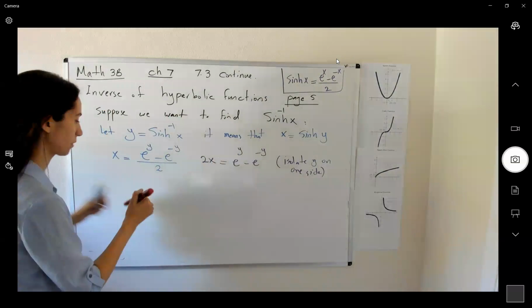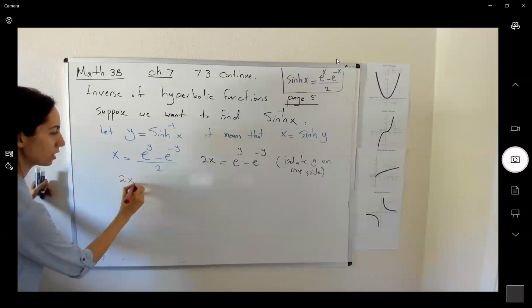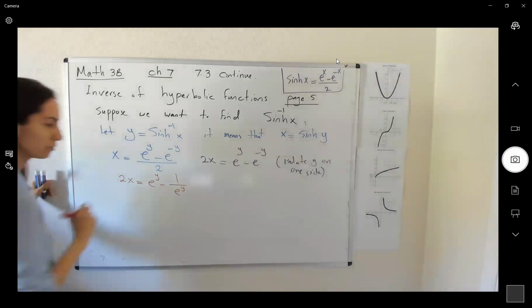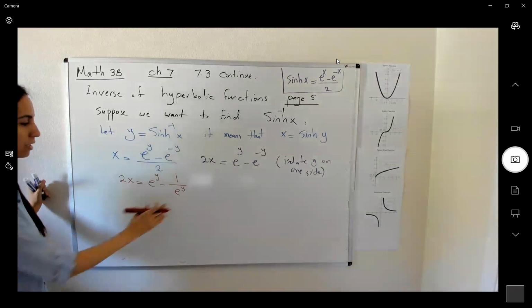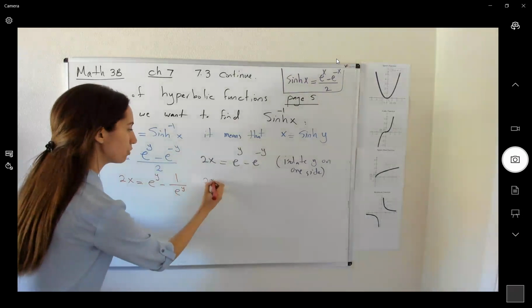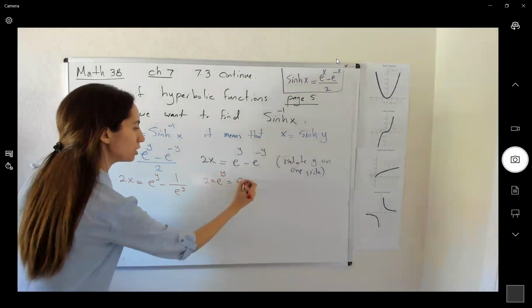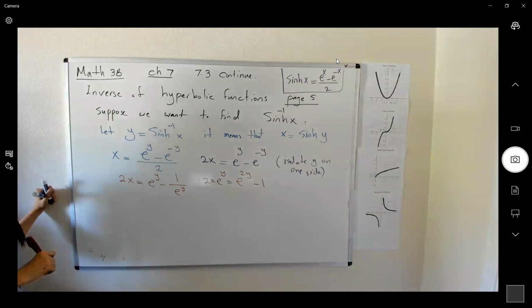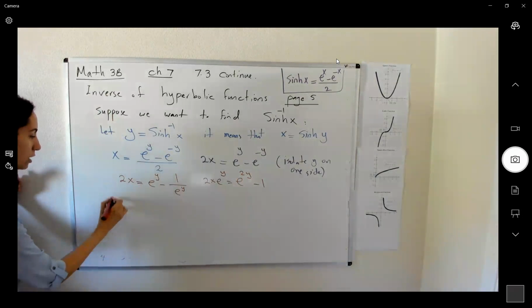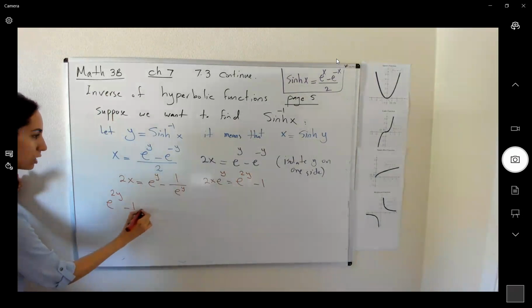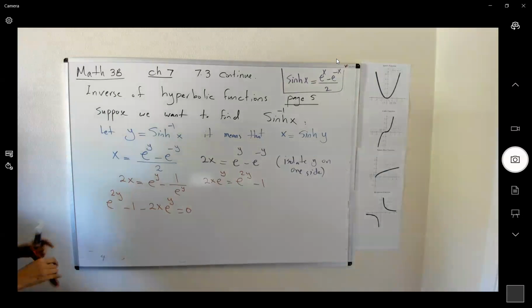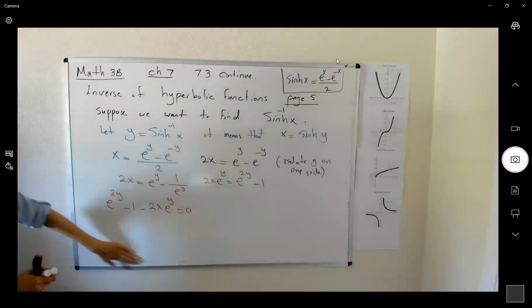Very good. 2x is equal to e to the y minus 1 over e to the y. I multiply everything by e to y, so I get 2x e to y equals e to 2y minus 1. What do I have here? I have e to 2y minus 1 minus 2x e to y equal to 0. Okay, perfect.